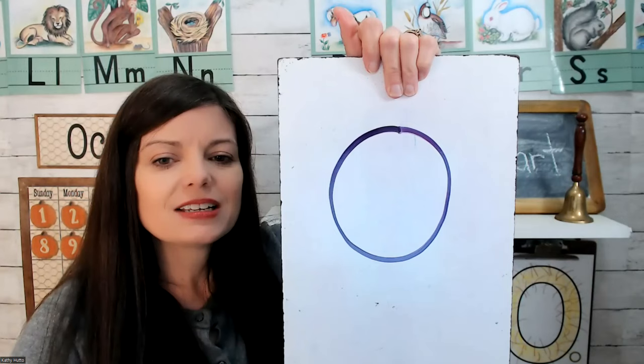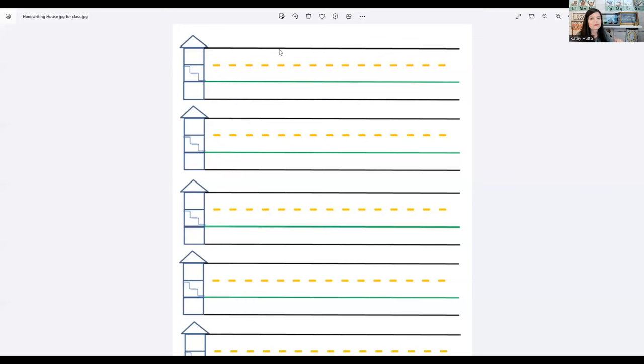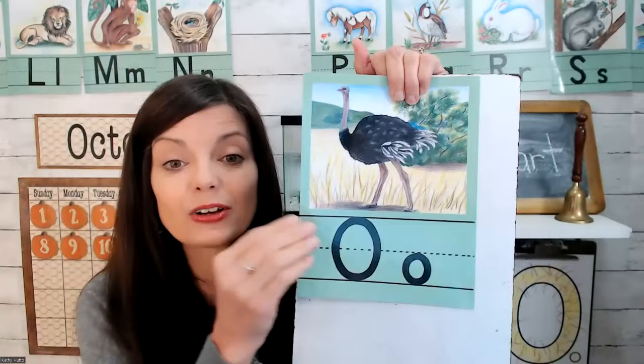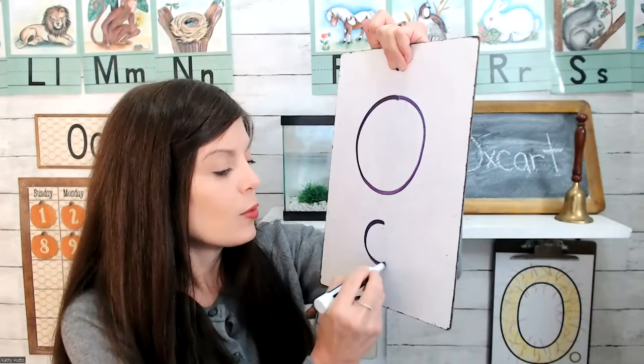All right, we're going to start at the top and we're going to just go around and back. Around and back. Around and back. Around and back. Well, the small O looks exactly like the big O. It's just smaller. So let's do it again. Let's start at the top and go around and back.